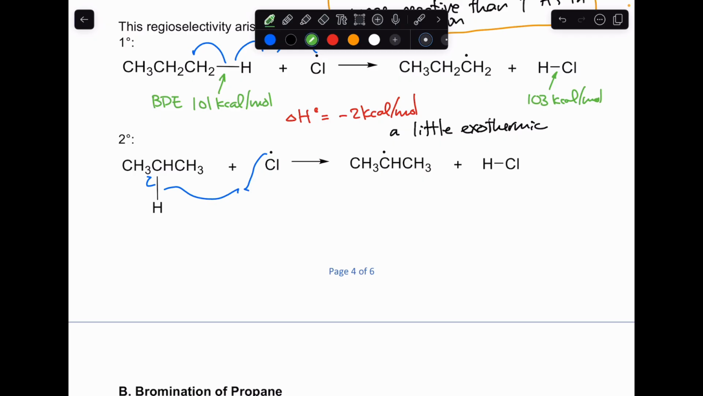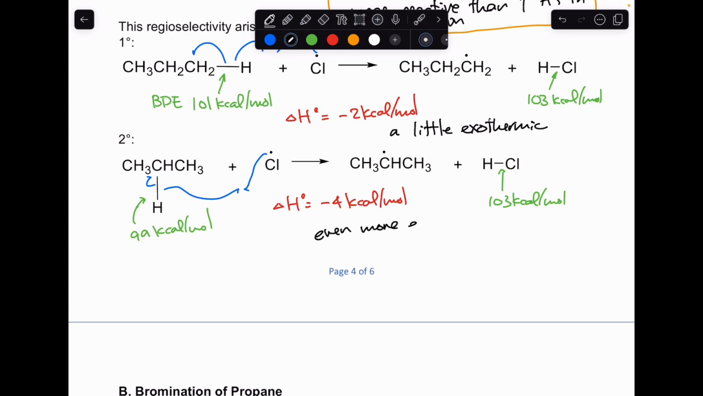To do the math here, this secondary bond is worth 99 kilocal per mole bond dissociation energy, and then of course this is still the same, 103 kilocal per mole. So the delta H is even more exothermic. It's 4 kilocal per mole, right? It's 99 minus 103. This is even more exothermic.